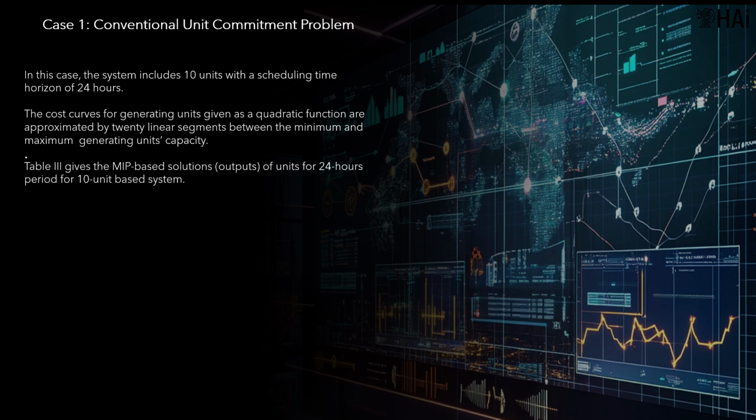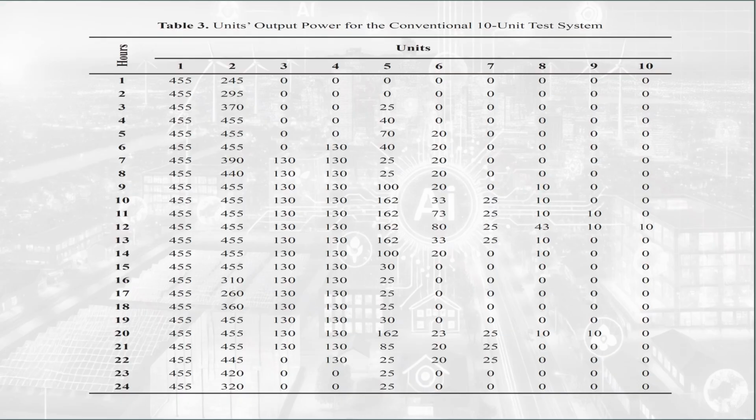Case 1. Conventional unit commitment problem. In this case, the system includes 10 units with a scheduling time horizon of 24 hours. The cost curves for generating units, given as a quadratic function, are approximated by 20 linear segments between the minimum and maximum generating unit capacity. Table 3 shows the MIP-based solutions, outputs, of the units over a 24-hour period for a 10-unit base system, for the conventional 10-unit test system.